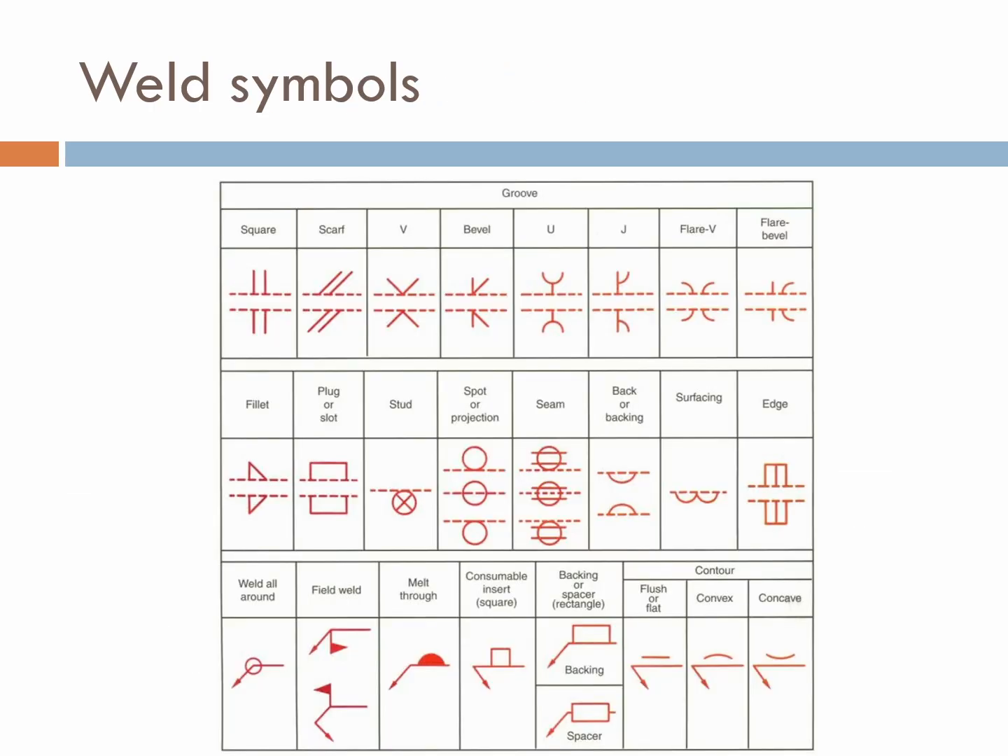Okay, these are weld symbols. Here you have fillet weld, square weld, V-groove weld, bevel, flared V, flared bevel, surfacing here, melt through, field welds, weld all the way around, melt through, consumable inserts. All these things are in here, and we'll be looking at each one of these.